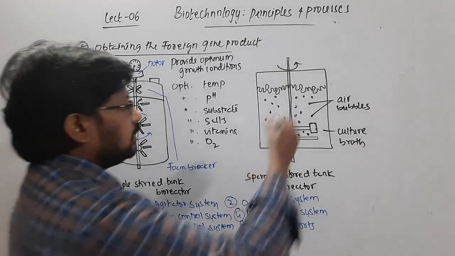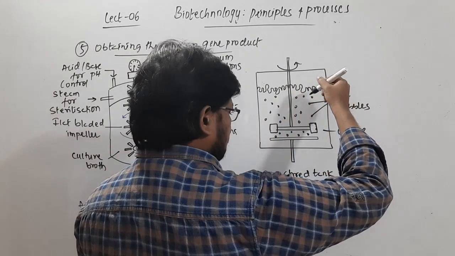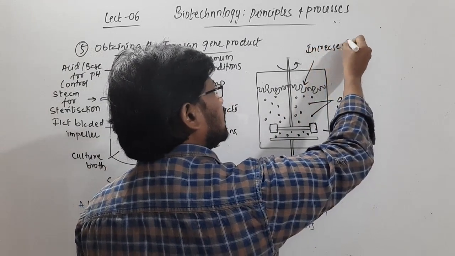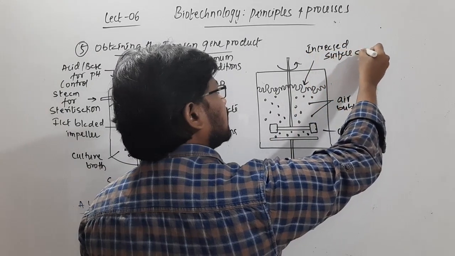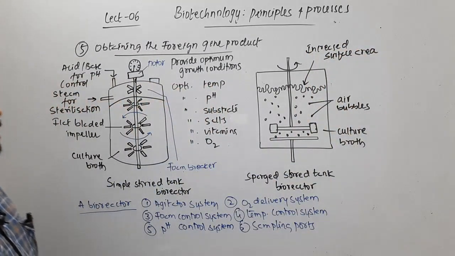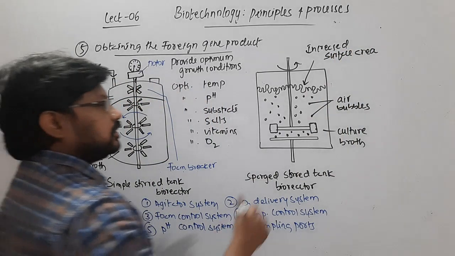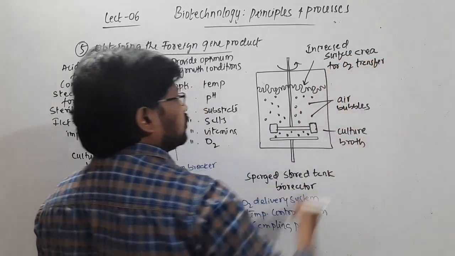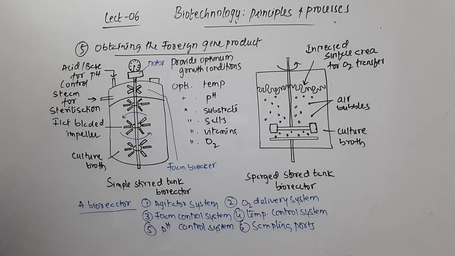Then in the sparged stirred tank bioreactor, there is an increased surface area, of course, for oxygen transfer. So that's all about the simple stirred tank bioreactor and the sparged stirred tank bioreactor.